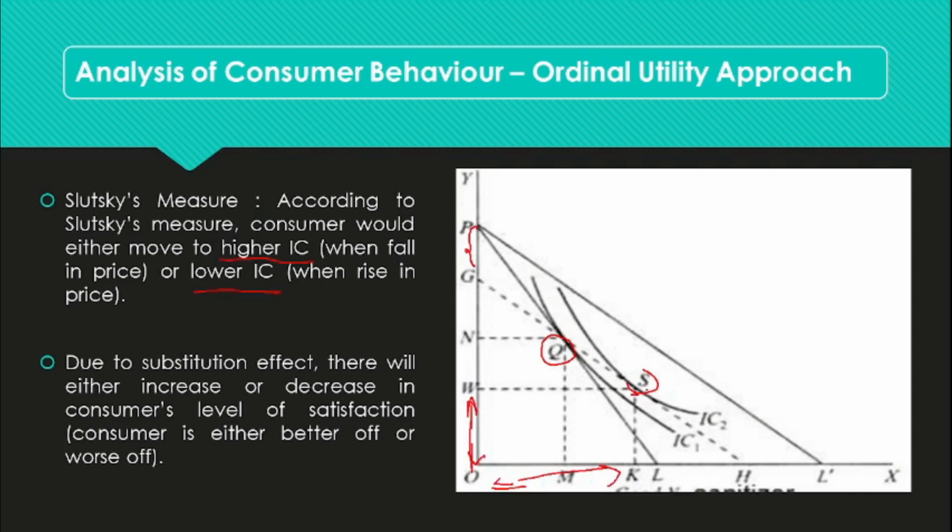So the combination of the goods has been switched, but still this combination is giving a higher level of satisfaction to the consumer when there was a fall in the price of the commodity X. So Slutsky says that the consumer will either be better off or worse off when there is a decrease or increase in the relative price, given the real income remains constant. So that is one of the measures of substitution effect.